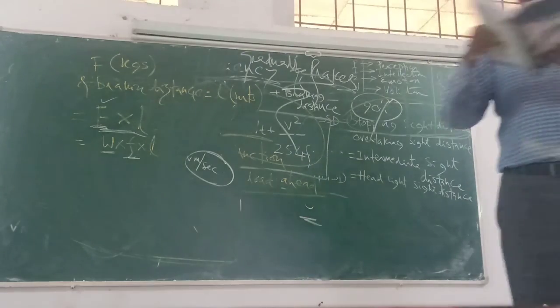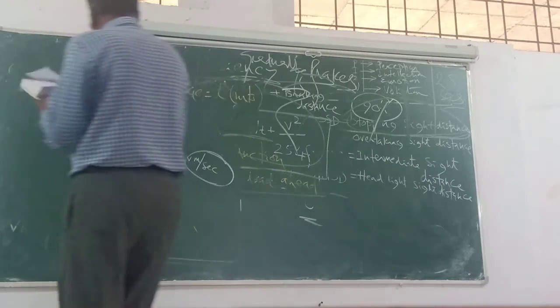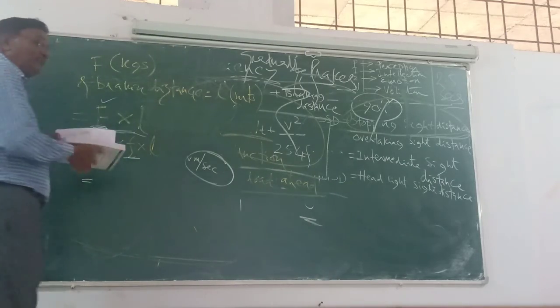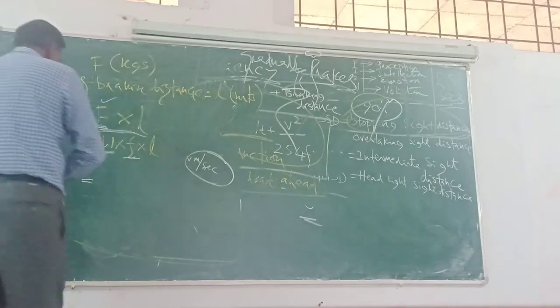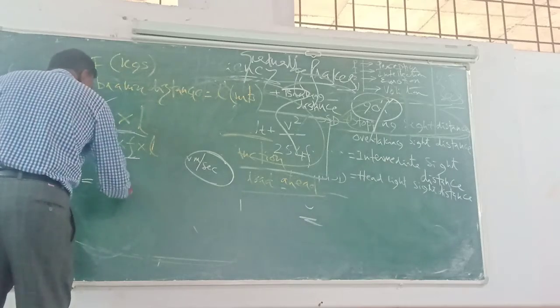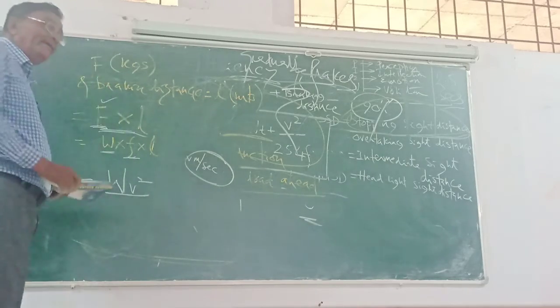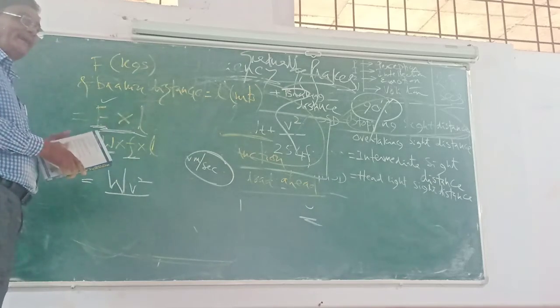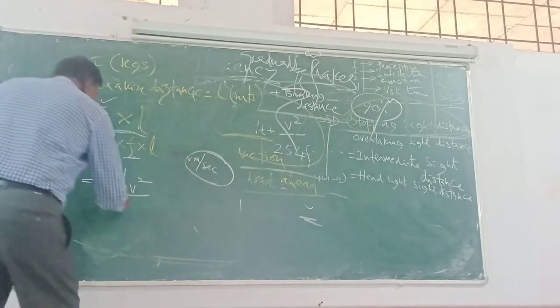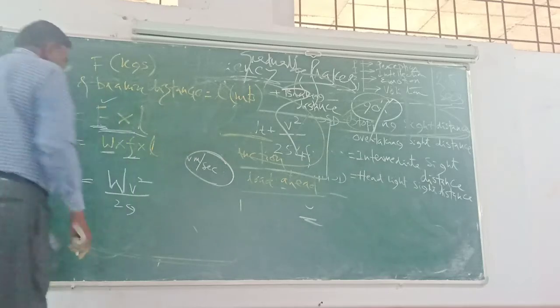Equal to kinetic energy. What is the kinetic energy? Anybody, physics people? Tell me. It is W into V square divided by 2G.